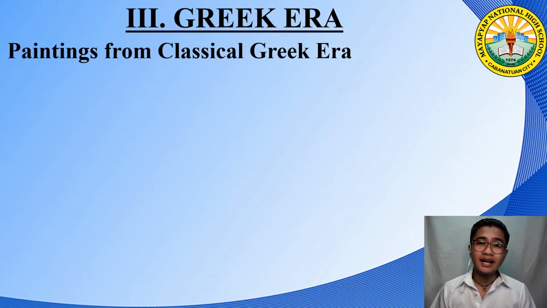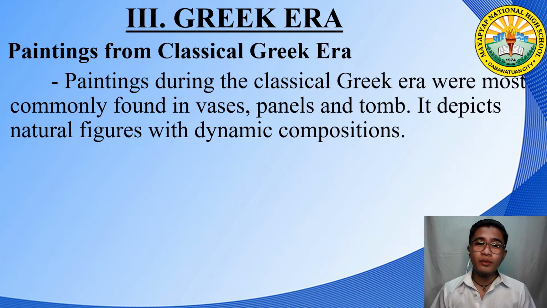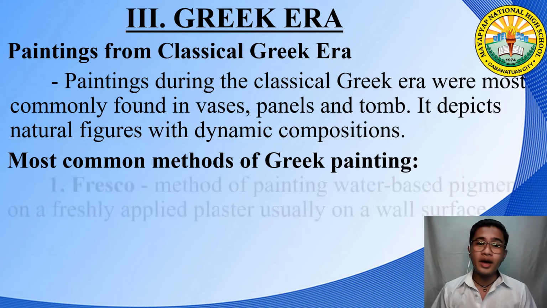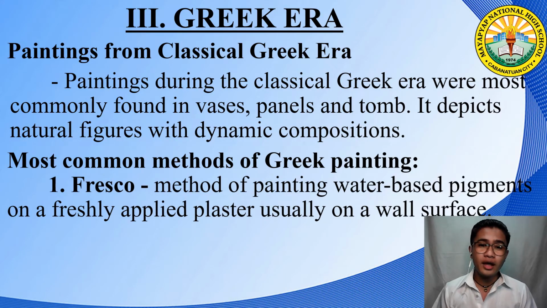Paintings from the classical Greek era were most commonly found on vases, panels, and tombs. They depict natural figures with dynamic composition. They have different dynamics of painting in this era. The most common methods of Greek painting, the first one, is the fresco, a method of painting with water-based pigments on a freshly applied plaster, usually on a wall surface. In modern days, this is actually called water-based painting.